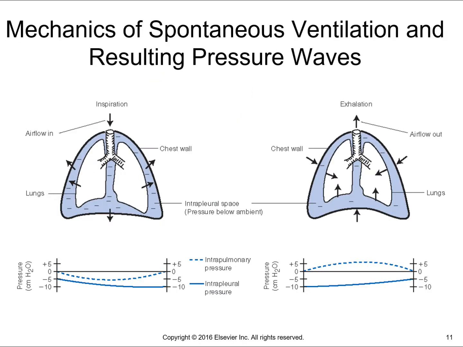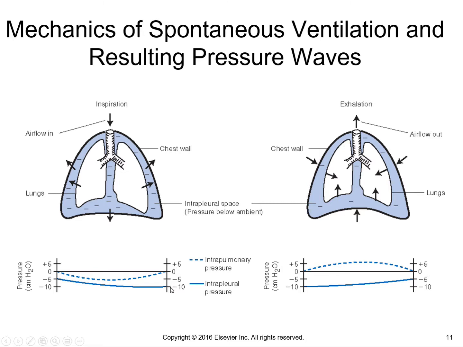Okay. So this one, we were talking about the intrapulmonary pressure and the intrapleural pressure. This one will start at 0, dip down to negative 5, go back to 0. That's the intrapulmonary pressure. And then your intrapleural, okay, so that is dealing with the different layers, the parietal and visceral, I believe. That is going from negative 5 to a negative 10.